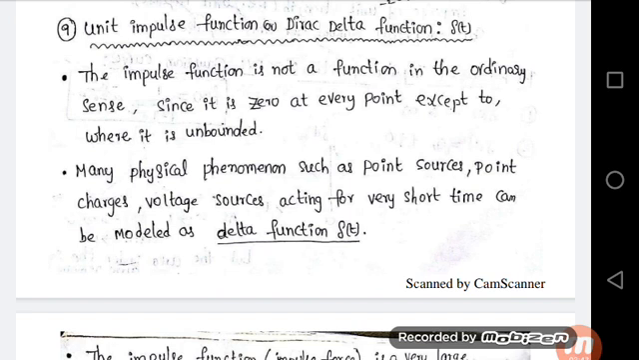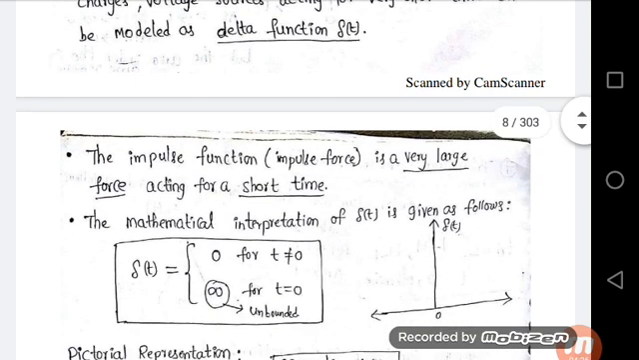Later we will see a clear explanation of the impulse function. Many physical phenomena such as point sources, point charges, and voltage sources acting for a very short time can be modeled as a delta function, which will be represented as delta of t.